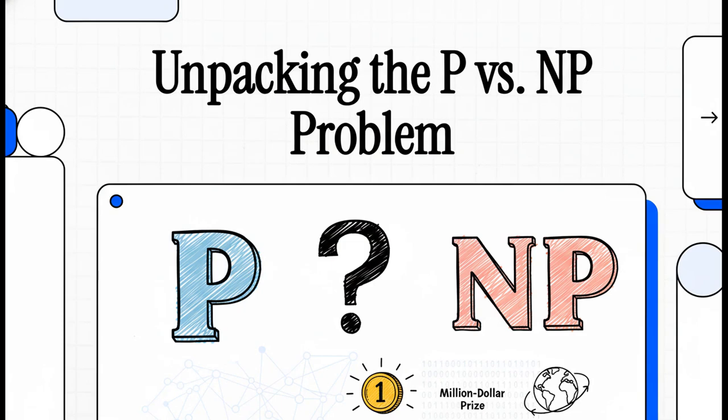All right, today we're diving into one of the biggest, most mind-bending, unsolved mysteries in all of computer science and mathematics. We're talking about the P versus NP problem. This is a question so important, there's a $1 million prize for anyone who can solve it, and an answer that could literally change the world as we know it. So let's get into it.